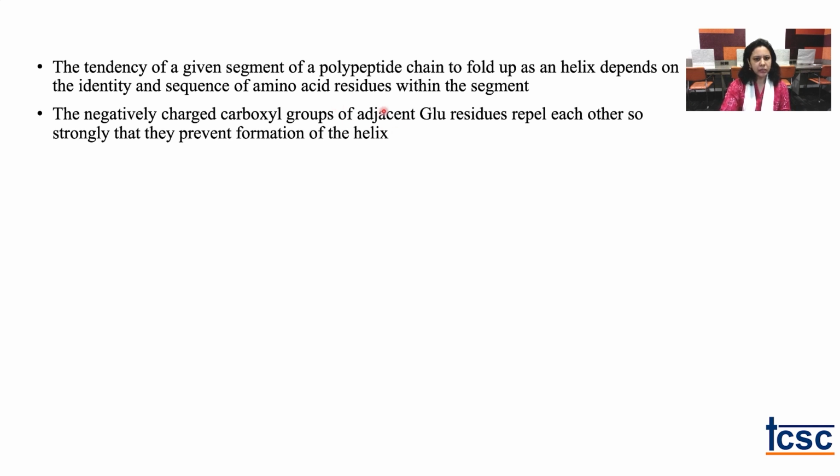So if we look at negatively charged amino acids like glutamine residues. So in an alpha helix, you will not have two negatively charged amino acids placed next to each other, or two positively charged amino acids placed next to each other, because their R groups are going to repel each other. So if their R groups repel each other, they will prevent the formation of a helix. So you cannot place two negatively charged or two positively charged amino acids next to each other. They will not have a tendency to form a helix.